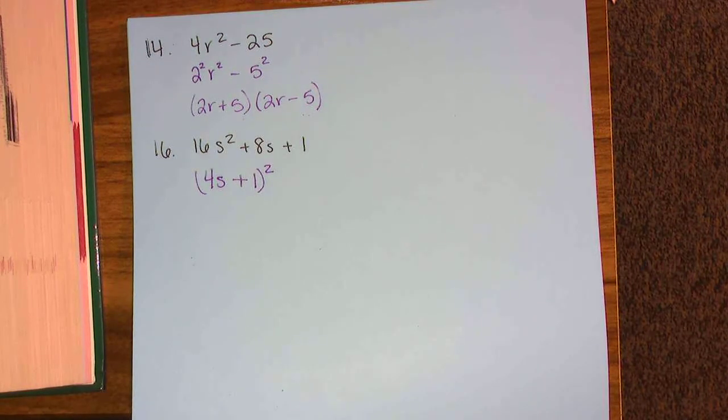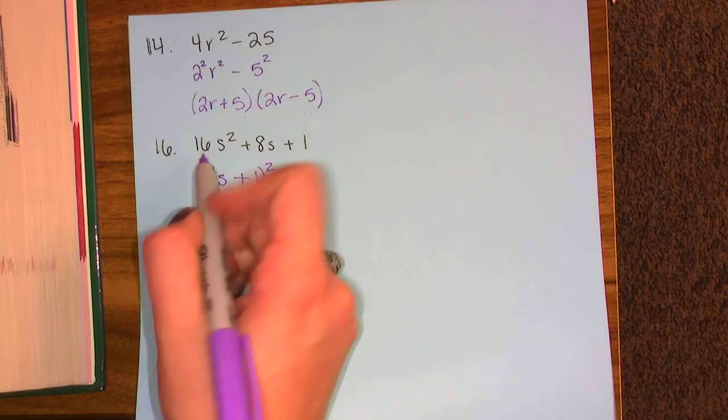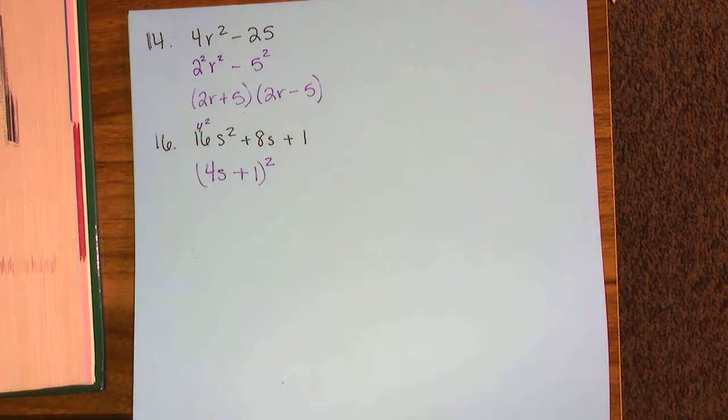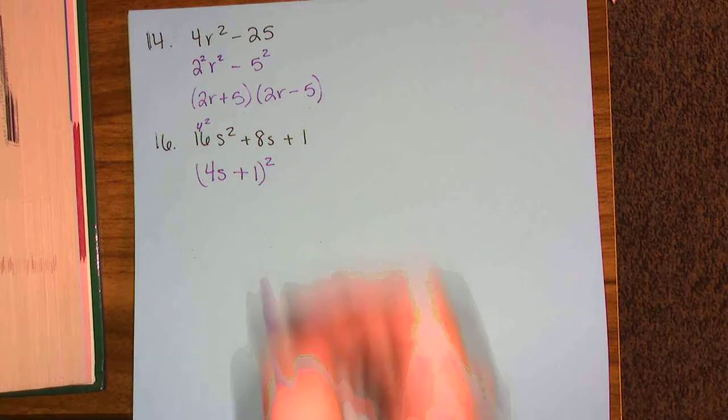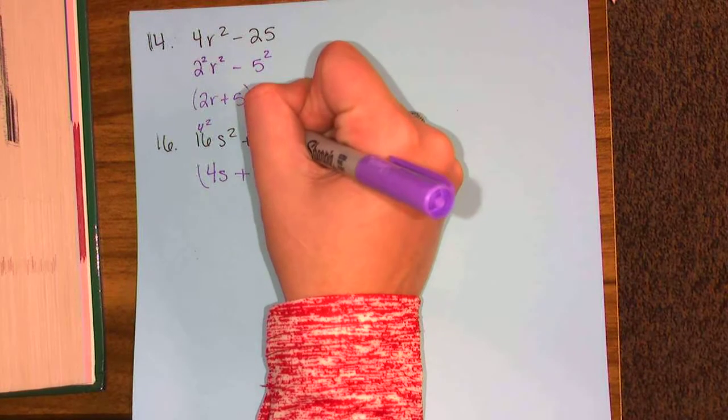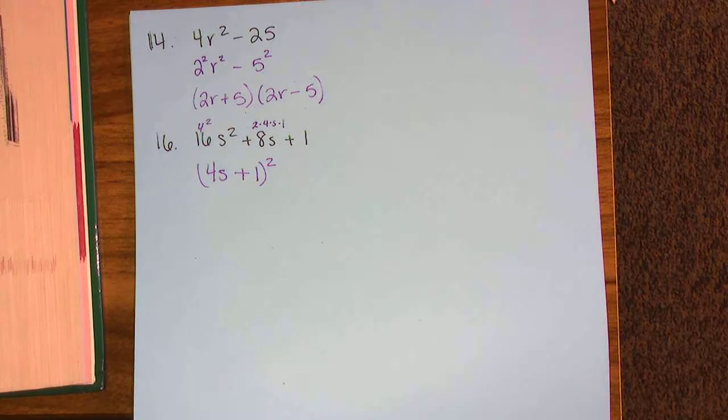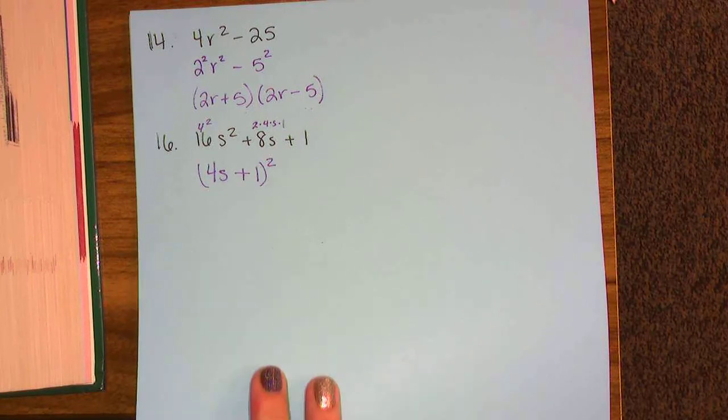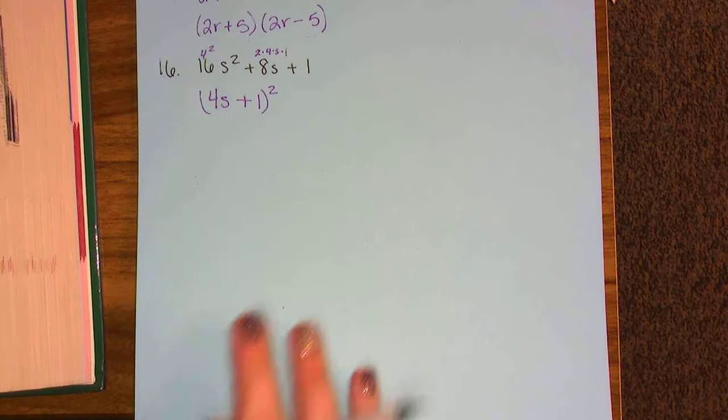Okay, this is following the pattern from the perfect square trinomial. All I'm doing is breaking this down, thinking about this as 4 squared. Okay, and this would be 2 times 4 times s times 1. Okay, just so you can kind of see what's going on there. It's probably pretty good on those.